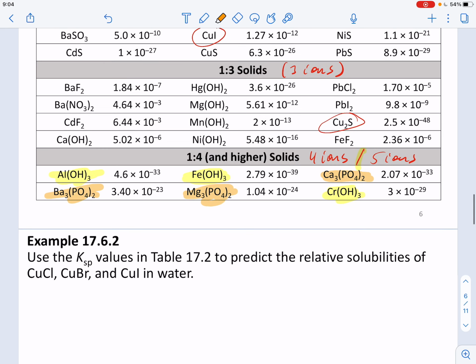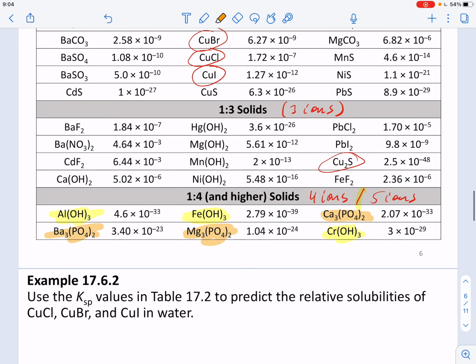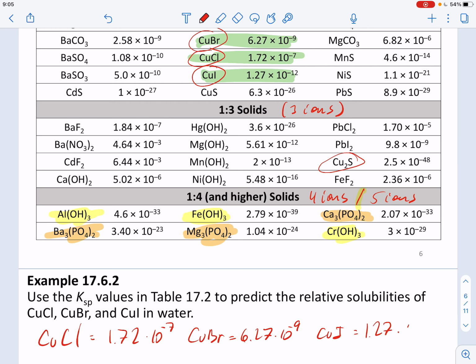So let's focus our attention now on copper chloride, copper bromide, and copper iodide, which are right here. We want to compare the solubility. Well, we are comparing Ksps in this case because it's the data that we have. Here, copper chloride is 1.72 × 10^-7. Copper bromide is 6.27 × 10^-9. And copper iodide is 1.27 × 10^-12.